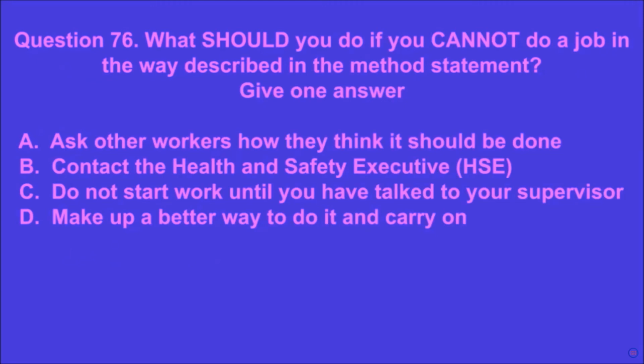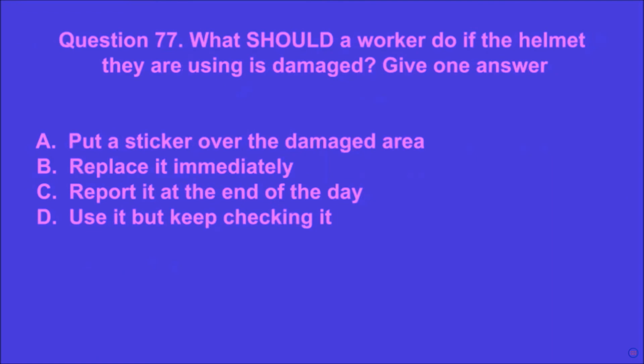What should you do if you cannot do a job in the way described in the method statement? Give one answer. A. Ask other workers how they think it should be done. B. Contact the Health and Safety Executive, HSE. C. Do not start work until you have talked to your supervisor. D. Make up a better way to do it and carry on. Correct answer is C. Question 77.